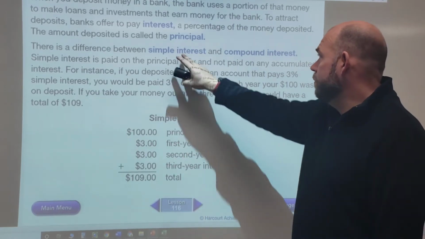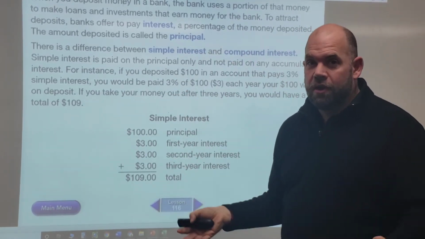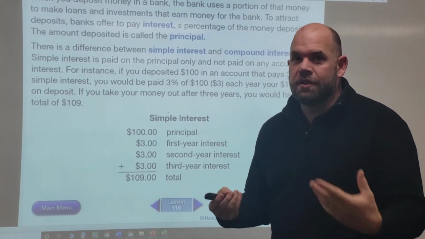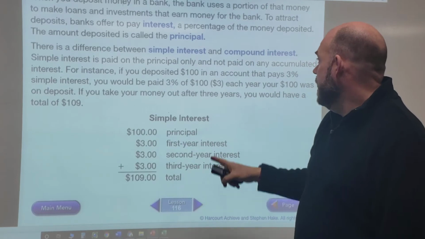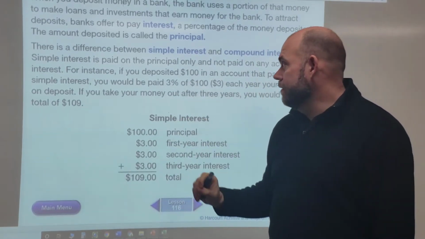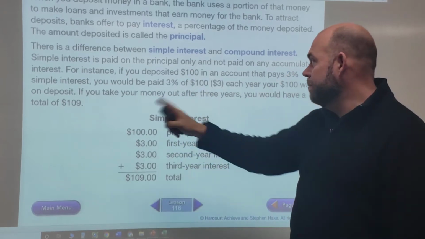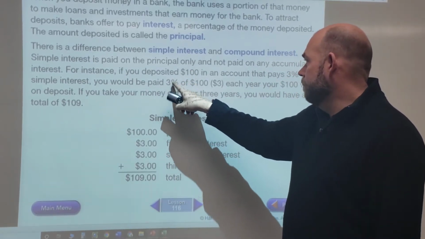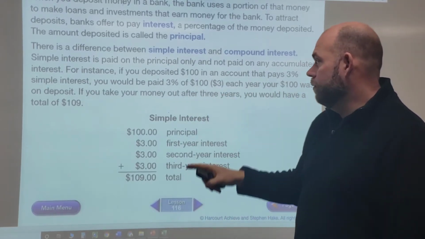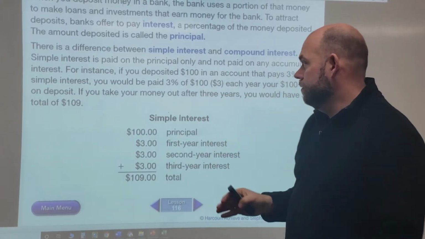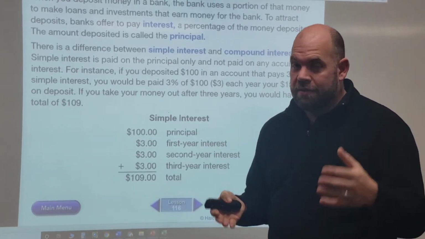So there's a difference between simple interest and compound interest. Simple interest we've talked about all year long, like in paying sales tax and things like that. Simple interest is paid on principal only and not paid on any accumulated interest. So if you deposit $100 in an account that has 3% simple interest, you'd take 3% of 100, or $3, each year. Your $100 was on deposit. So if you have $100 in after a year, it makes 3%.